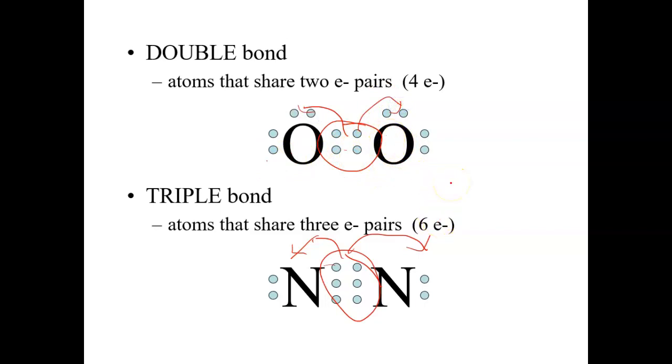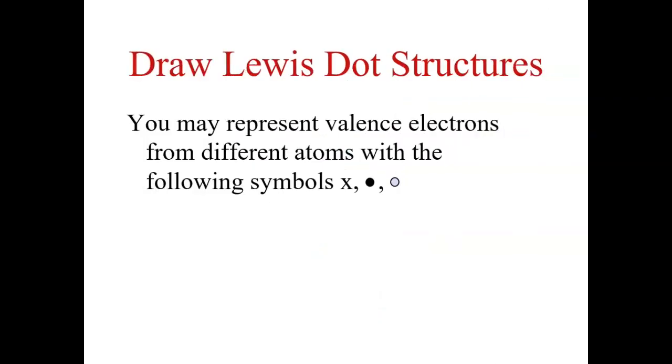We're going to do these in class also, so don't worry, okay? We can also put the lines in there to connect the 2 dots that we're sharing, and then take the dots out, and we just have a line dot structure. So you may represent valence electrons from different atoms with the following symbol, an X or dots, okay? So I want you to try these, and I'm going to stop here because this video is starting to get long, but try these 2 for Lewis dots, and we'll talk about them in class.